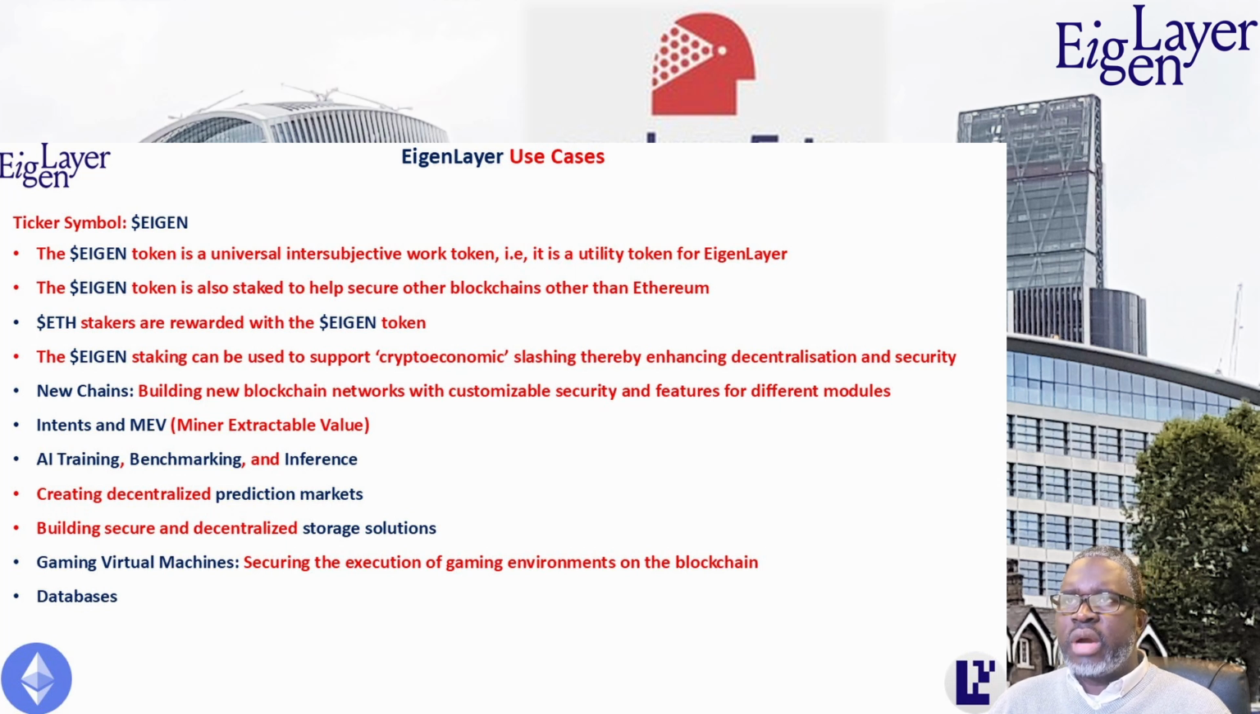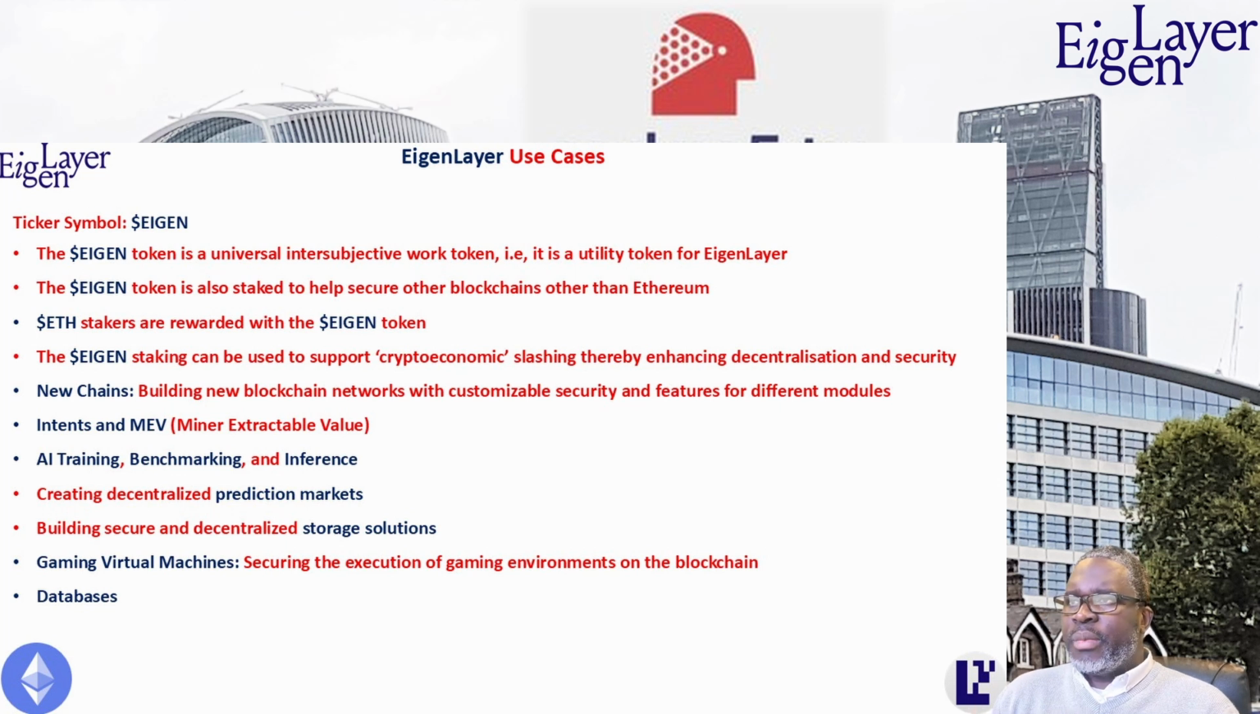Cloud microservices, migrating traditional cloud services like Kafka to blockchain with cryptoeconomic security and slashability. Gaming virtual machines, securing the execution of gaming environments on the blockchain. And finally, databases, such as execution environments that have complex dispute resolution, which can be substituted with an intermediate step of being secured by Eigen staking. It's a mouthful, of course, but you can see Eigenlayer is going for it. It's going right into the brains of blockchain technology and providing solutions that are going to make improvements to real-world problems. So we are talking of real-world solutions here.